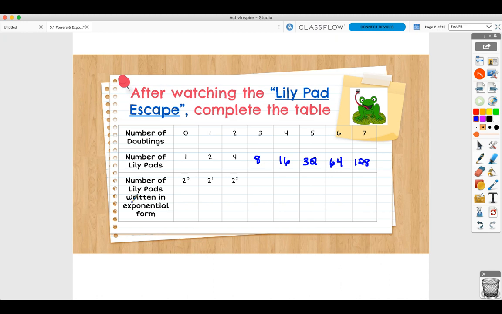Now let's write these in exponential form. Number of lily pads, write in exponential form. So 2 to the 0 is 1. 2 to the 1st is 2, because you're multiplying 2 one time. 2 to the 2nd means you're multiplying 2 two times, so 2 times 2 is 4.